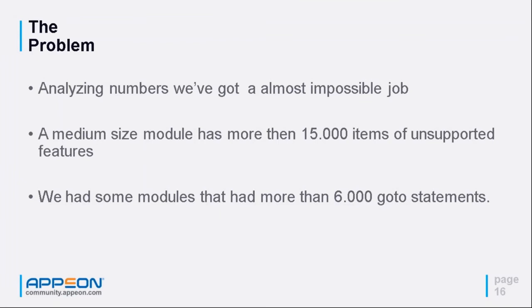It was almost an impossible job. The medium-sized module, the previous analysis was a small one. The middle one had 15,000 items unsupported by Appeon Web. We have some modules that have 6,000 GoTo statements. So that's a job that was not possible to do just by hand. And remember, we have more than 10 million lines of code. So there were a lot of GoTos, Try-Catch, and other unsupported features from Appeon Web to make the conversion.